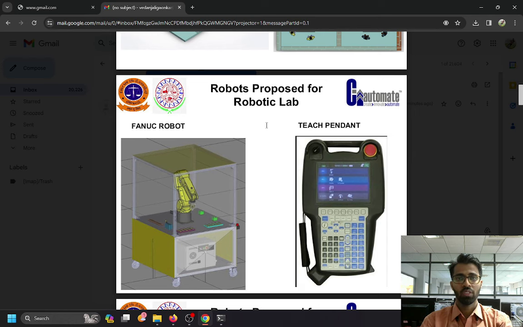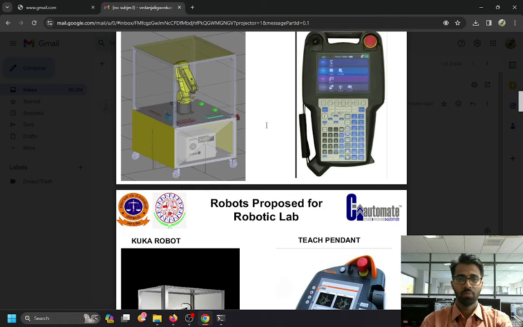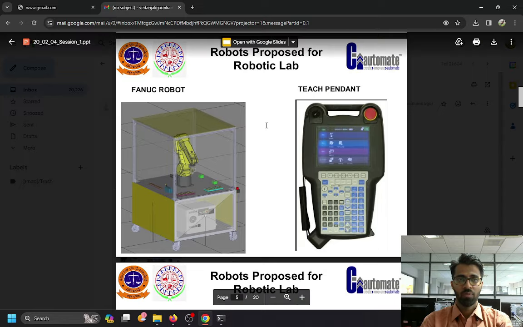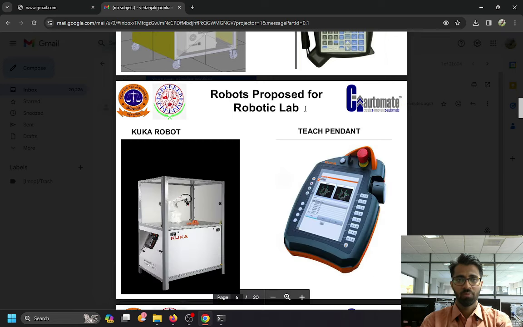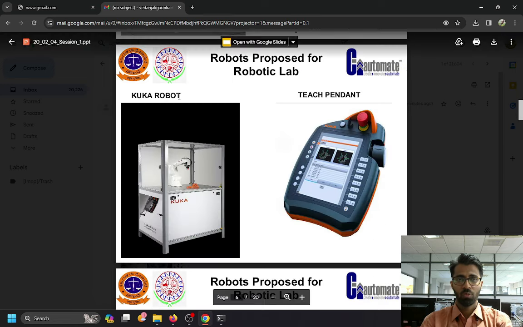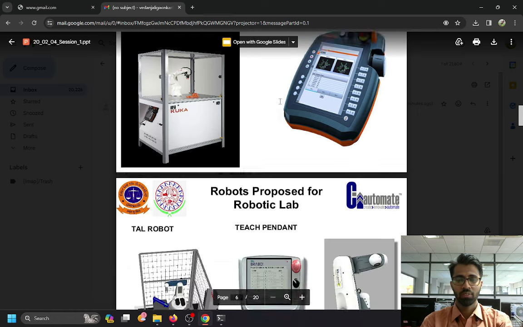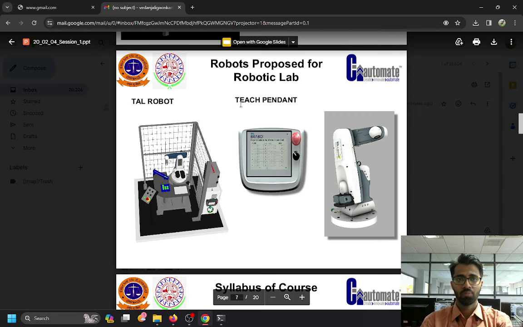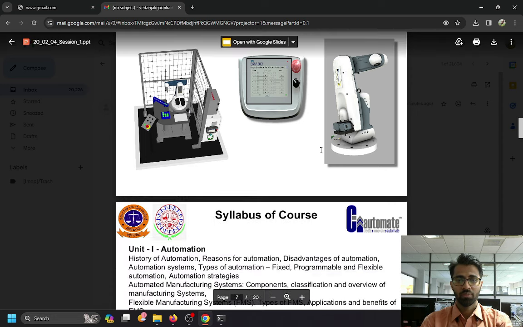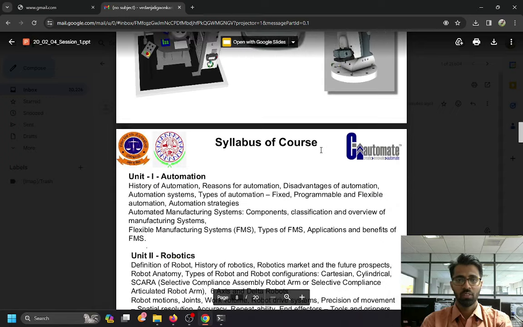Robots proposed for the robotic labs: the Fanuc robot with a teach pendant, the KUKA robot with a teach pendant, and the Tal robot with a teach pendant.